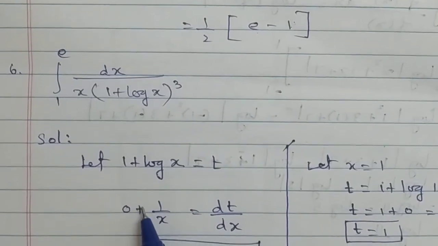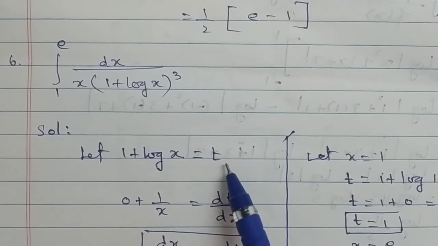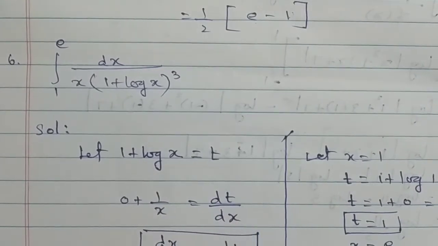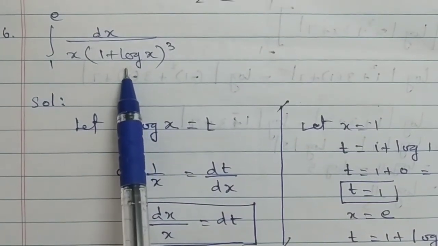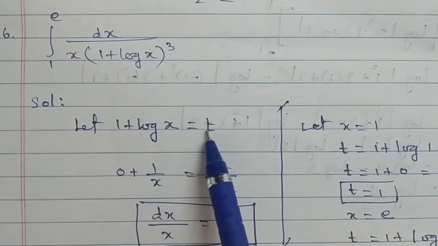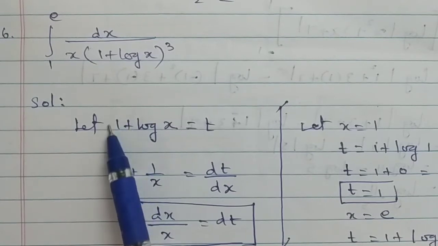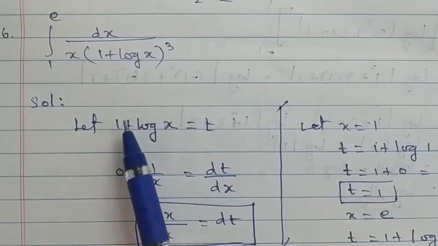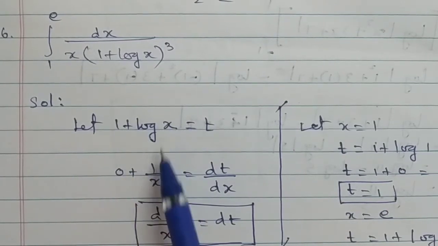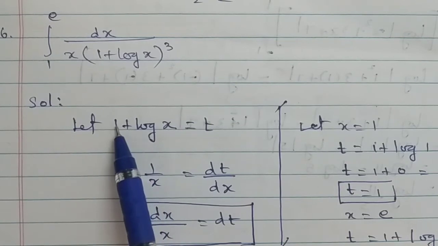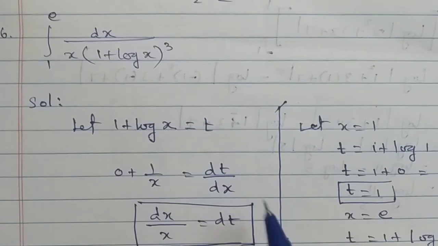Now find the derivative of this given function. The derivative of 1 is a constant term, so it is 0. The derivative of log x is 1 by x. The derivative of t is dt by dx. So 1 plus log x equals t, and the derivative is 1 by x equals dt by dx.